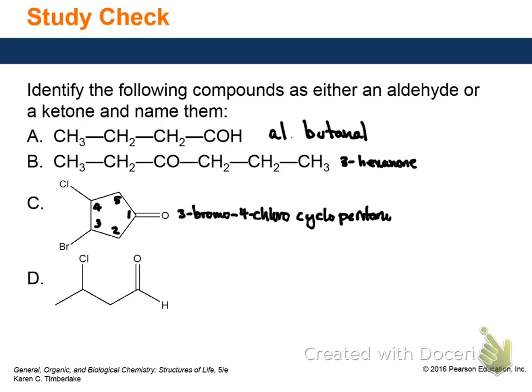And which one is that one again? The ketone, aldehyde, or? Oh, it's a ketone. And D? Aldehyde. Numbering from the right, 1, 2, 3, 4. I actually think we did this one earlier, but it's going to be 3-chloro, and then butanal. Like that. Good? Yay!